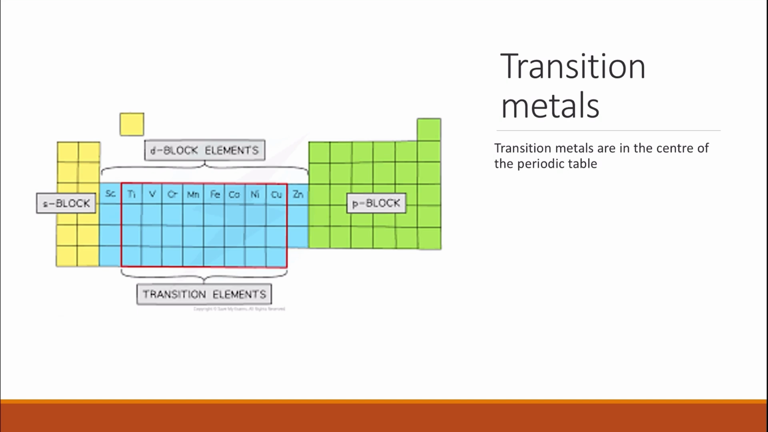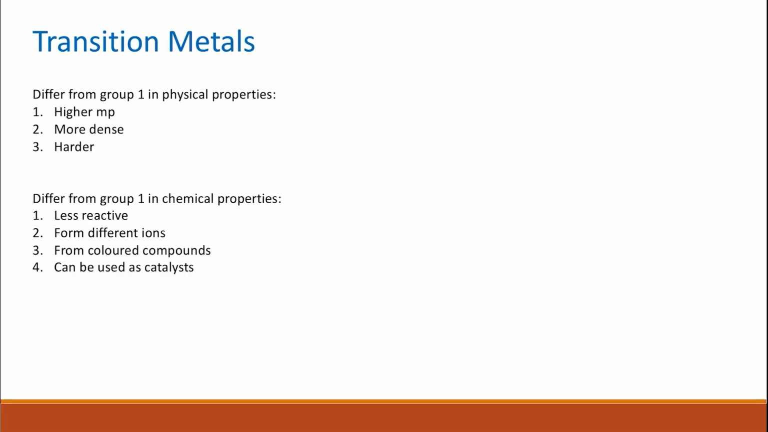Finally, there is the transition metals. The transition metals can be found in the center of the periodic table. A very common question is they ask you what is the difference in the properties between transition metals and group 1 metals. So they differ in their physical and chemical properties. The difference in the physical properties can be seen as they have higher melting points, they are more dense, and they are harder. And for the chemical properties, they are less reactive, they form different ions, and they form colored compounds, and finally they can be used as catalysts.